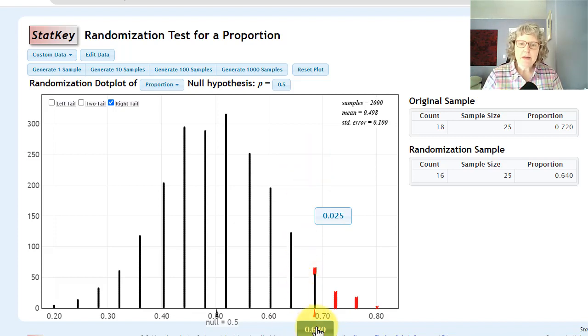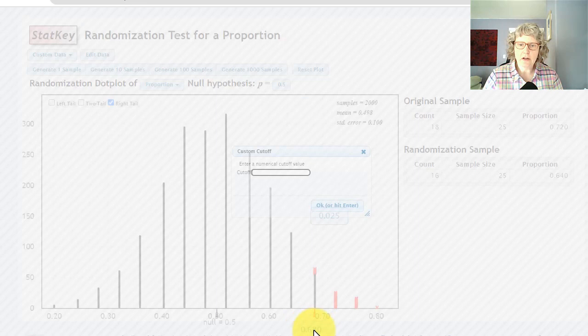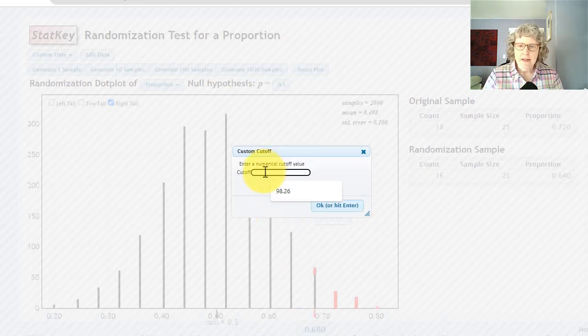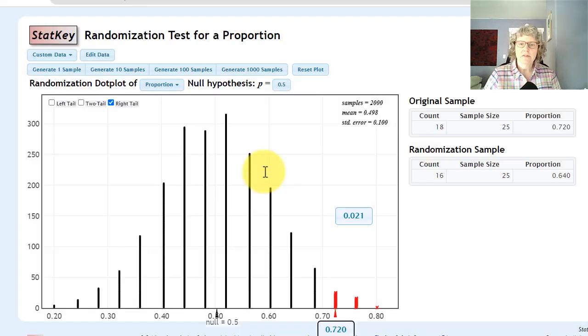But for right now, I want to put my observed statistic in the horizontal axis here. It says numerical cutoff value, and that's 0.72. Hit enter. Then it gives me the proportion where that happened in this sample. So it's a little bit different than the Rossman Chance app. I like the Rossman Chance because it actually tells us how many samples, then it divides and gets this probability. But this one just goes right to the probability, which in the long run is just fine.